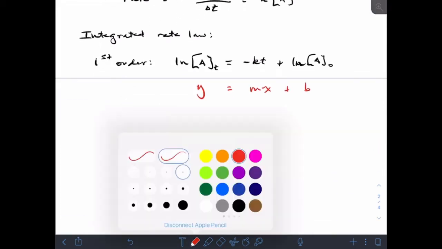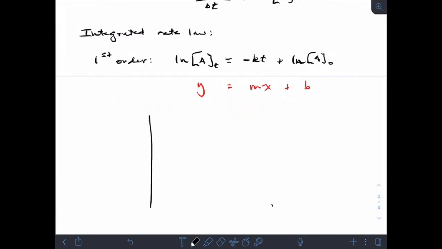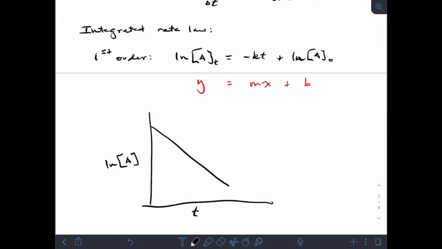Right? So a plot of the integrated rate law will have the natural log of A over time. It'll have also a negative slope, and the intercept is the natural log of the initial concentration, A at time 0. Okay? So you will be expected to identify the order of the reaction based on a plot that looks like this. So if you have natural log versus time and a negative slope, it'll be a first order reaction. If you have just concentration versus time with a negative linear slope, it'll be 0th order.